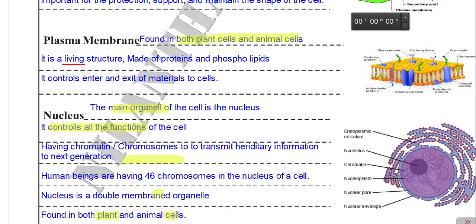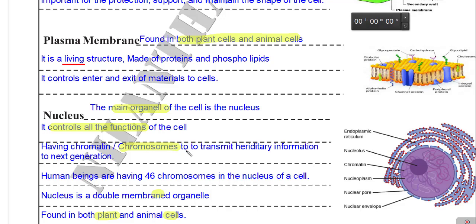Controls all the functions of the cell. Having chromatin. Here you can find some thread-like structures. Another name for that is chromosomes, called the chromatin, to transmit hereditary information. Hereditary information means the children's characteristic features, the father's characters, and the son's characters are all the same, right?